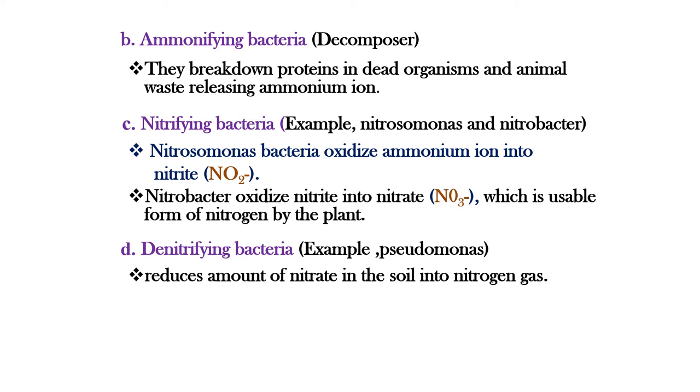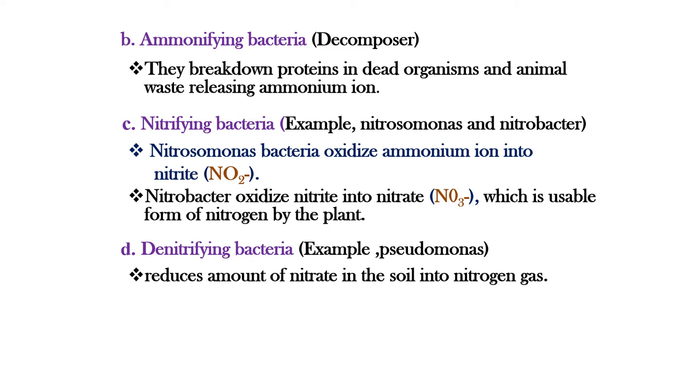Another very important bacteria involved in the nitrogen cycle is denitrifying bacteria. When we say denitrifying bacteria, it is a bacteria that acts antagonistically, or in reverse, to nitrogen fixing bacteria. For example, Pseudomonas bacteria can reduce the amount of nitrates added to the soil. They can reverse the nitrate added to the soil by nitrifying bacteria, returning it back to the atmosphere.